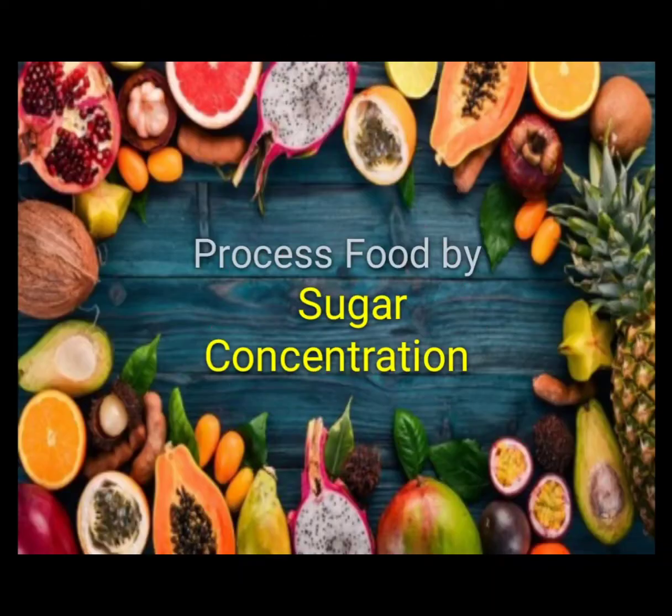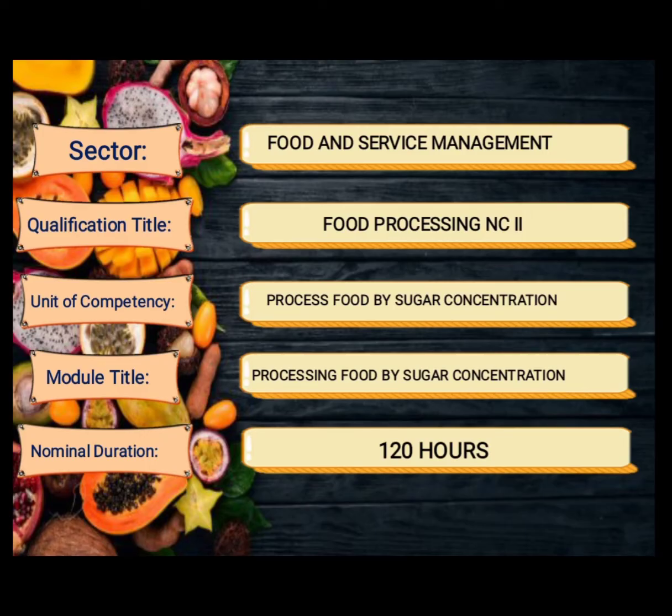For today, I will be discussing learning outcome number 4 of processed food by sugar concentration, entitled Packed Sugar Concentrated Products. Processed food by sugar concentration. Sector: Food and Service Management. Qualification title: Food Processing NC2. Unit of Competency: Processed food by sugar concentration. Module title: Processing food by sugar concentration.